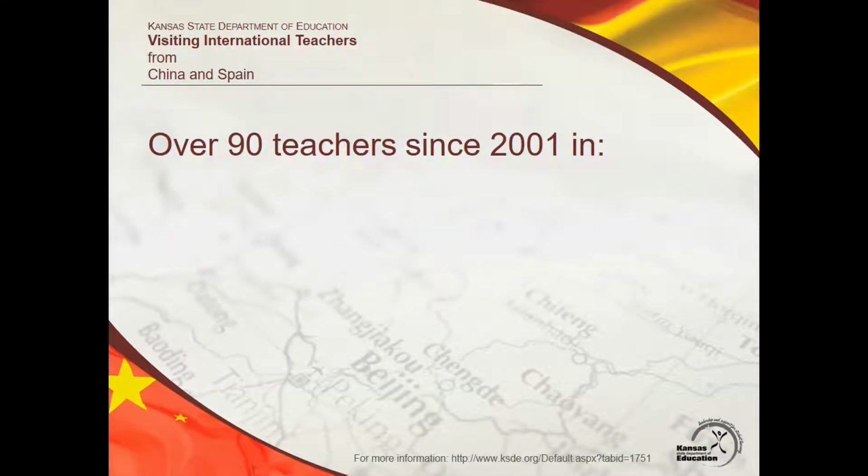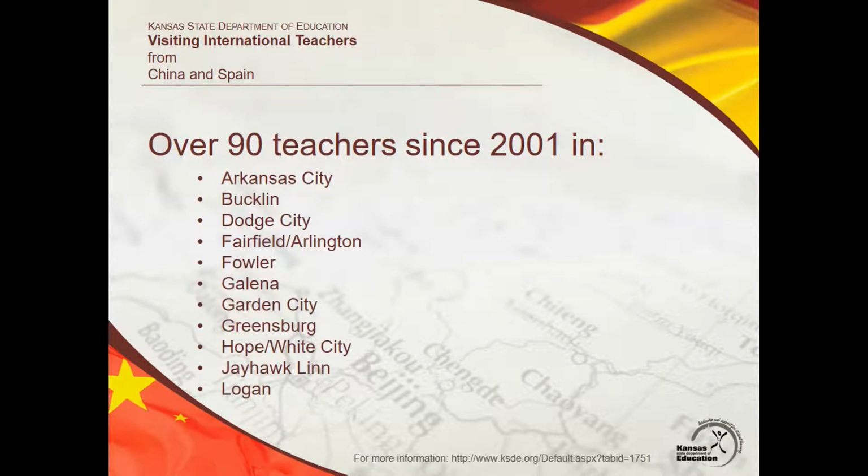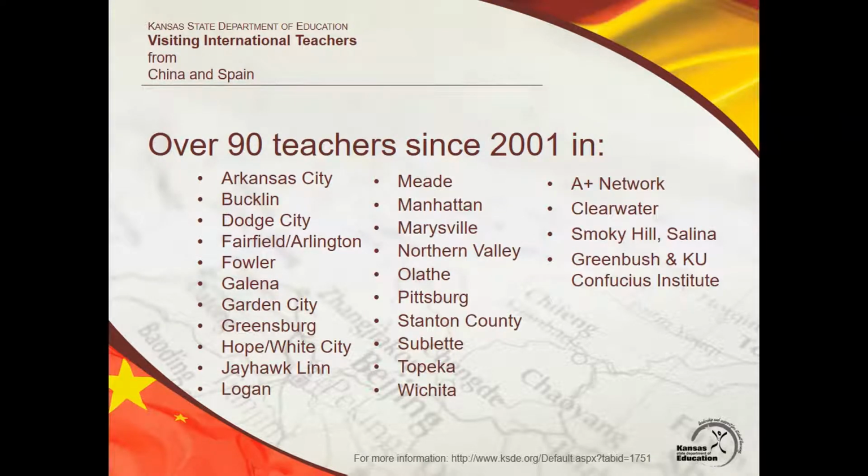Our program has sponsored over 90 teachers since 2001, and they have been placed in a variety of locations across the state. So you can see that we have teachers who have worked in very small settings, small school districts, small schools, and then also very large schools and school districts. We have teachers who have worked in urban settings, and then extremely rural settings as well. So this is not a program that's limited to one certain kind of context. The visiting international teachers are eligible to work wherever it is we can appropriately place them.